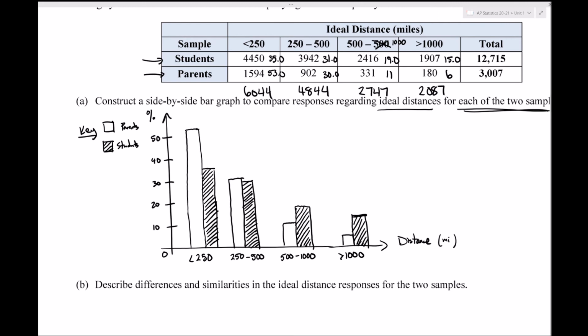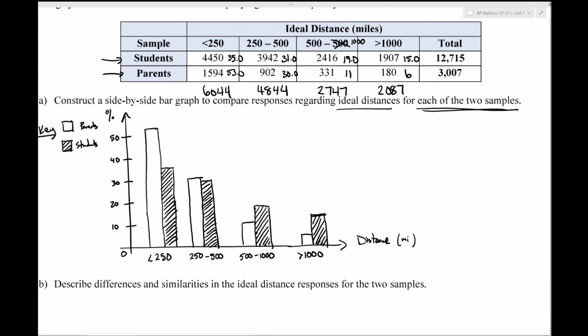So the reason why I did this by calculating percentages out of students, now I can go ahead and say which one's larger, which group was more likely to state this distance. So it looks like students were most likely, I'm going to have to reword that. We had a higher percentage of students than parents that chose the larger distances, 500 to 1,000, greater than 1,000. So there were higher frequencies for students in those categories compared to parents. Parents had a lower frequency. So how would I word that specifically to make that statistically accurate?